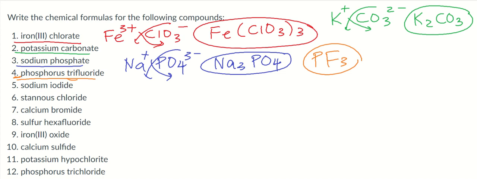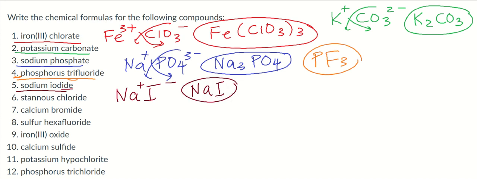Let's do number 5, sodium iodide. That's an ionic compound. Notice the IDE ending, so that's just the elemental anion. Sodium is Na. Iodine is I, so a plus and a negative, so they're going to cancel out. All right, there's your formula for sodium iodide.